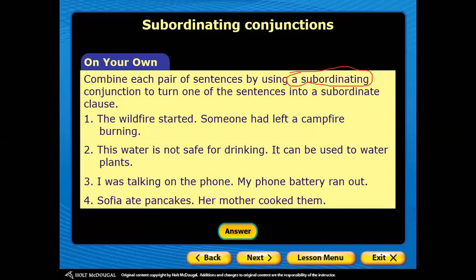Because this water is not safe for drinking, it can be used to water plants. Actually, I don't feel like it is a cause and effect relationship here. It is contradiction, contrast. If the water is not safe for drinking, it can be used. Okay, kind of okay here. But I would say although is better, because this is contradiction here.